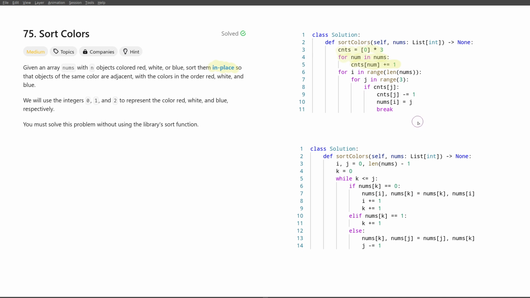So first the zeros, then the ones, then the twos. And after all that, we do not have to do anything. Now the nums array is overwritten, and that's all that we need to do.